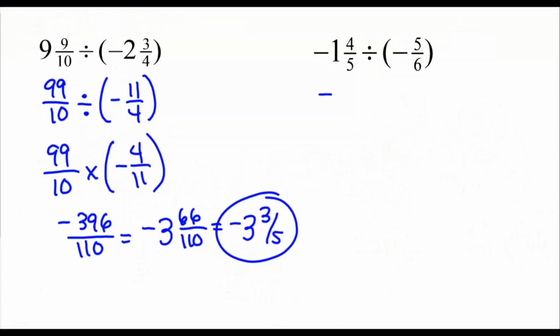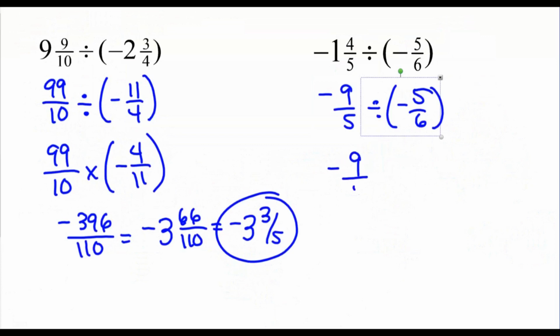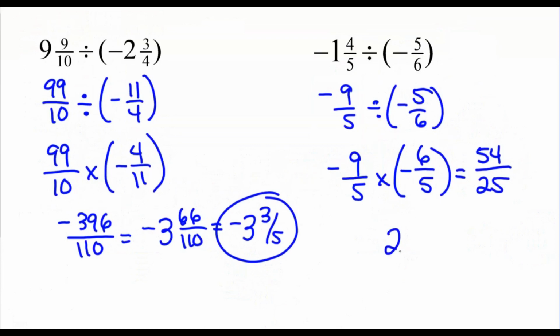Last one, negative 1 4/5 divided by negative 5/6. As improper fractions, this is negative 9/5 divided by negative 5/6. And I'm going to change this to multiplication by multiplying by the reciprocal of negative 5/6, which is negative 6/5. Just flip that fraction over. And then top times top, bottom times bottom. This gives me a positive 54/25, which is 2 4/25, and that is in simplest form. That does not simplify, and there is my result.